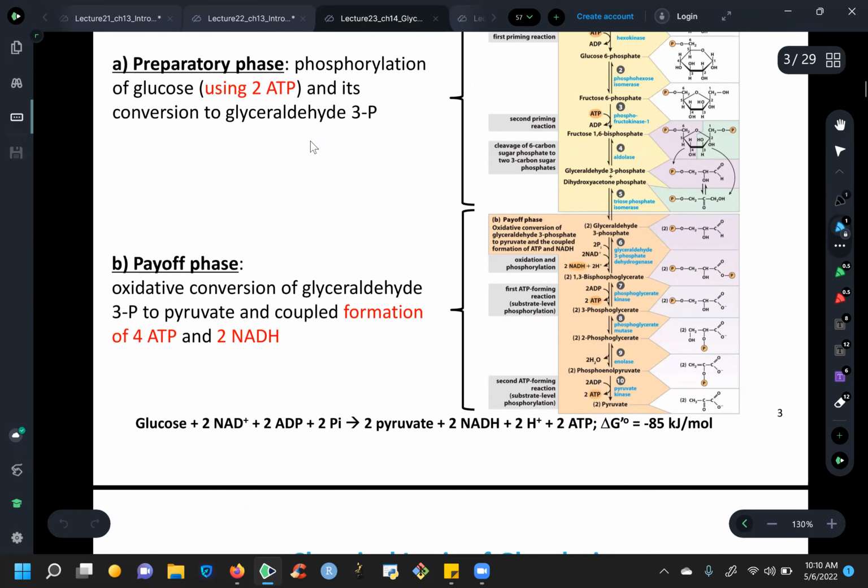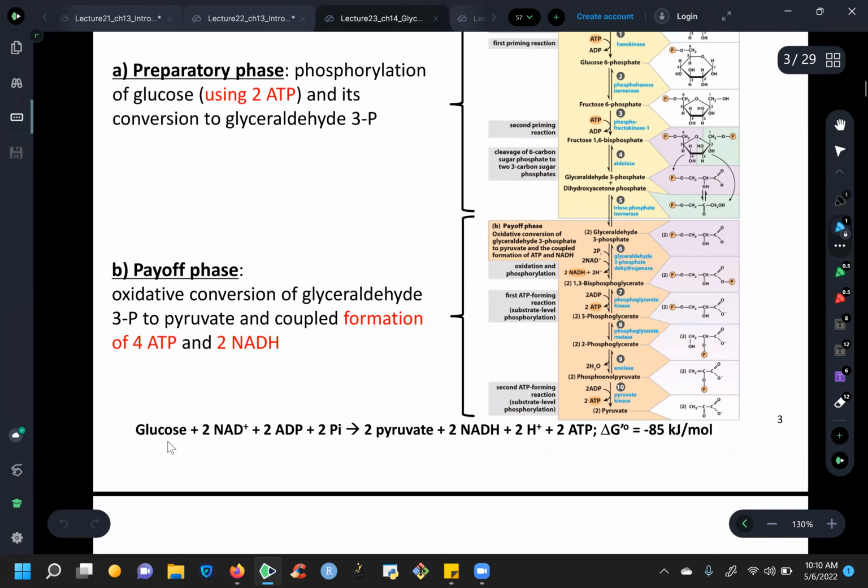So I could definitely see lots of questions on the exam about this, anything to do with glycolysis. So in the preparatory phase, you are using 2 ATPs. In the payoff phase, you're making 4 ATPs. So the net ATP production for these 10 reactions of glycolysis is 2 ATP and 2 NADH.